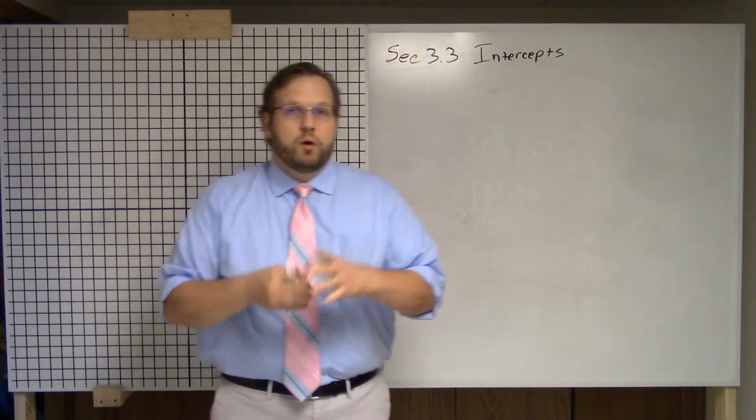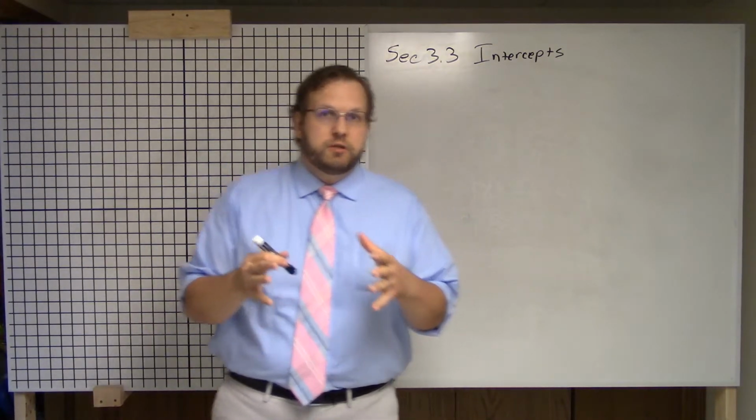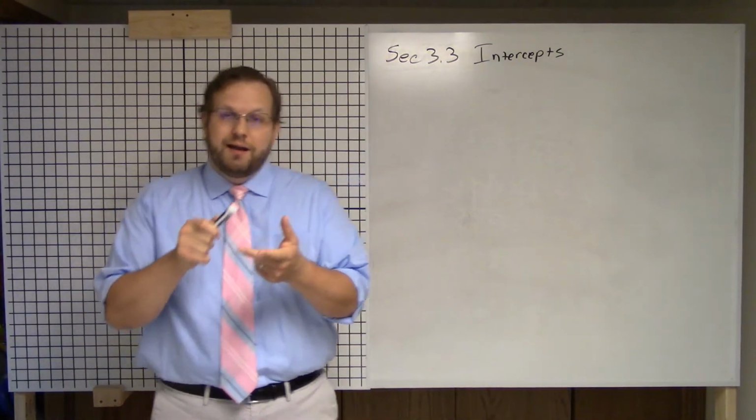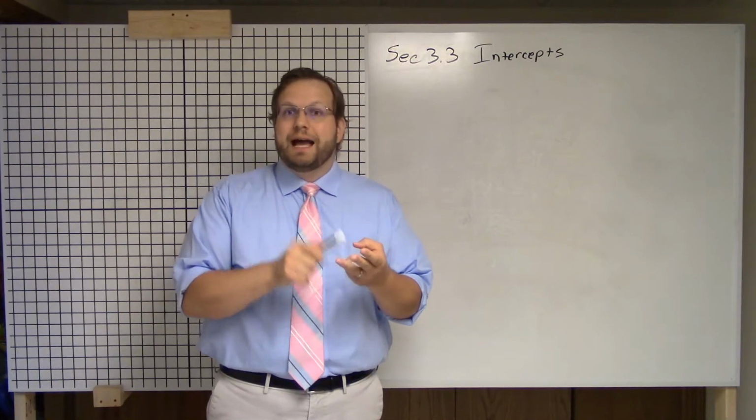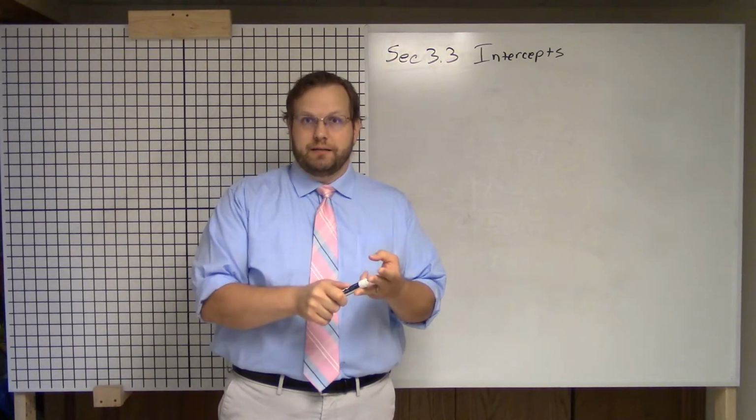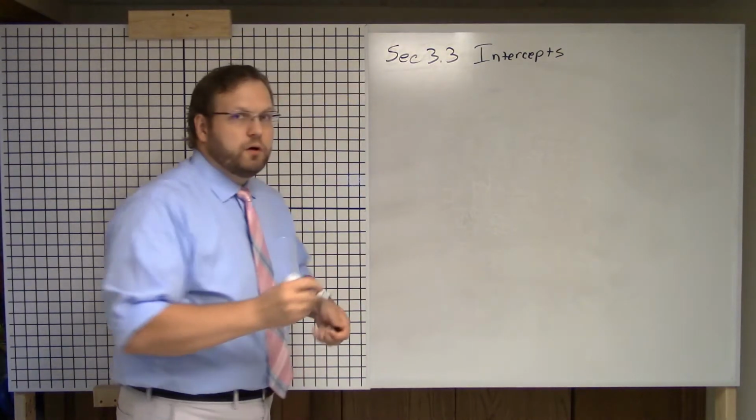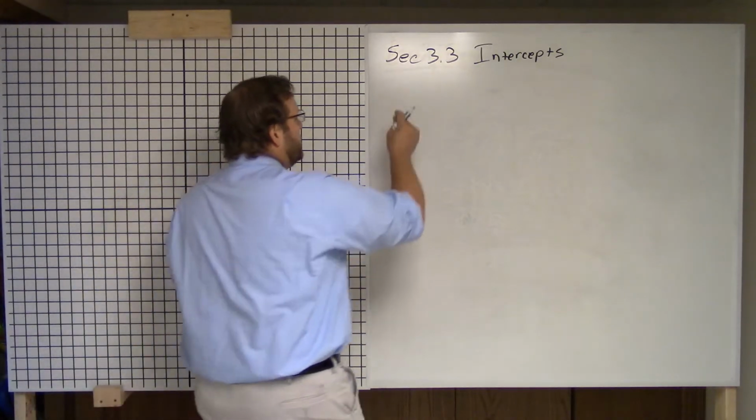Professor Bialis here. In this video, we're going to talk about section 3.3, which is covering intercepts. When we cover intercepts, we're going to be talking about what they are, how to recognize them, and then how to use them to graph a line. So first of all, what are they? Let's define them. There are two types.